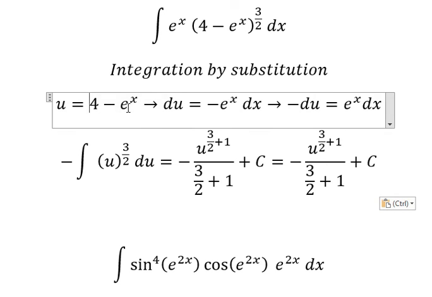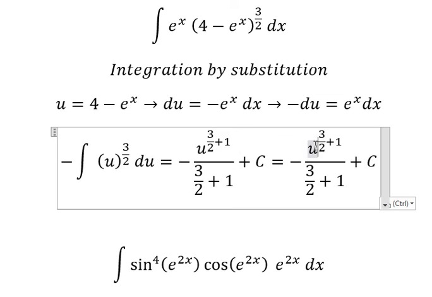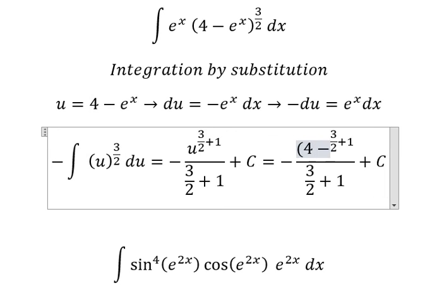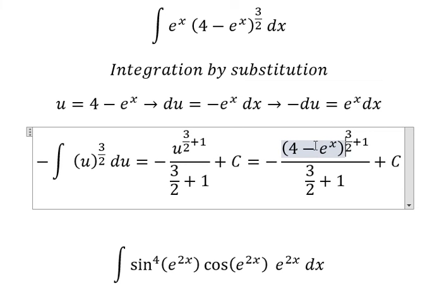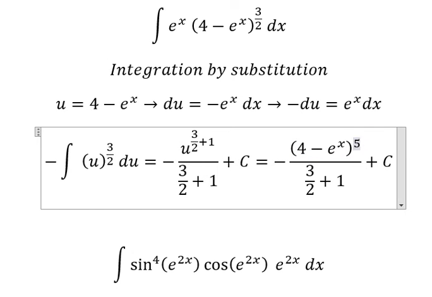About u, that's about this one. So this one we will have 5 over 2.